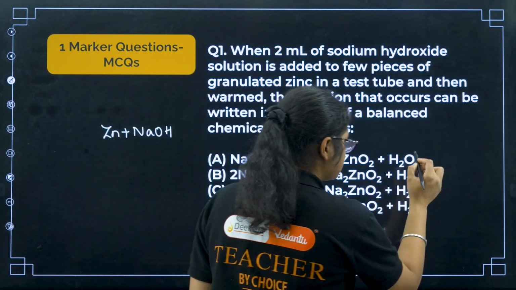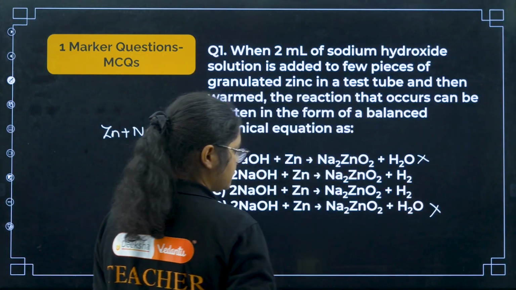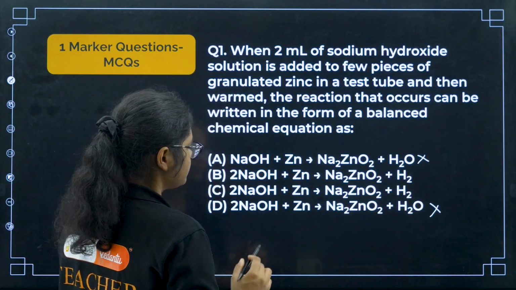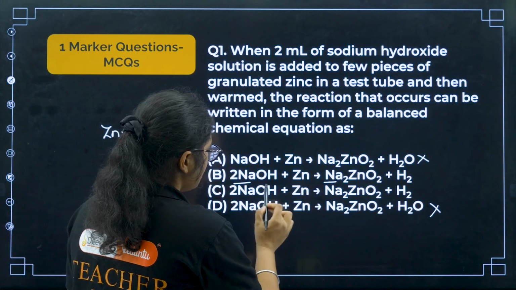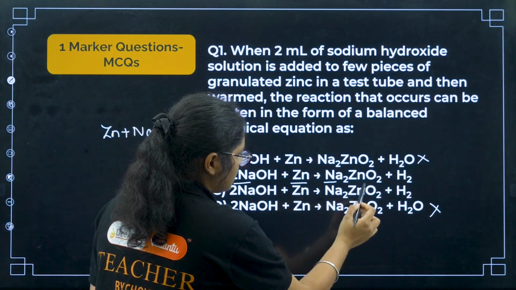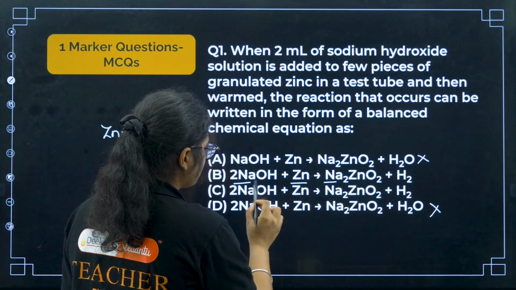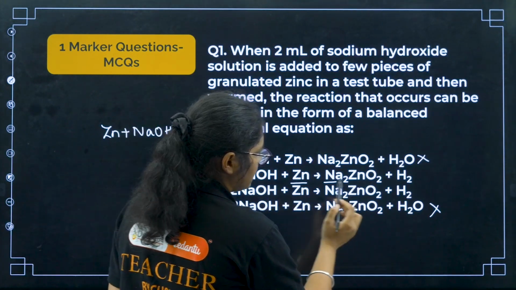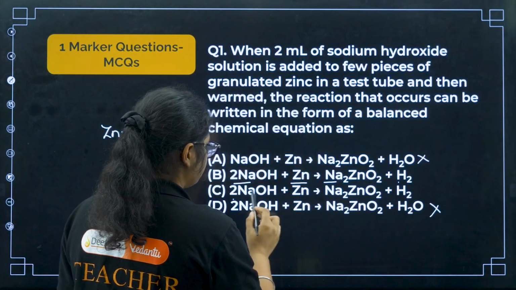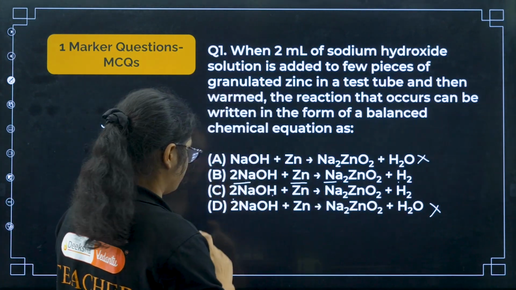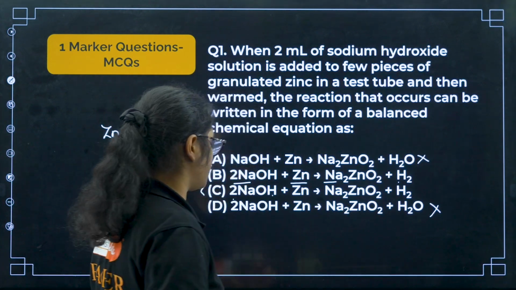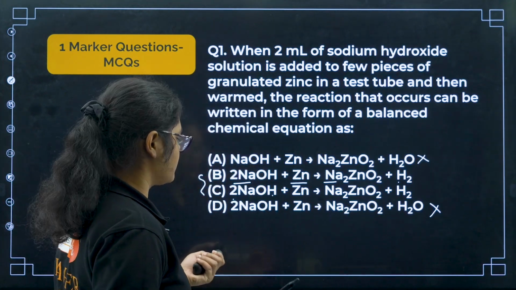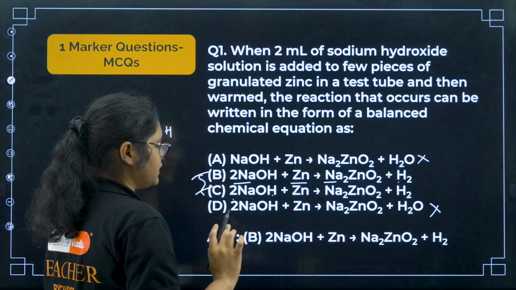So wherever water is produced, just eliminate those options. Okay, hydrogen gas will be produced. Now if you see the balancing, 2Na, we have 1 zinc here, 1 zinc there. Now talking about hydrogen, we have 2H here and 2H here. I think both the options given are correct. So B and C both will be correct because both the options are the same. So you can write either B or C.